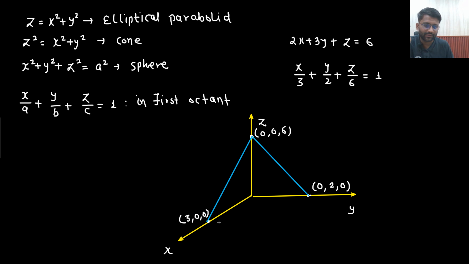Simply join these points. So this kind of structure you will be getting. So this is the plane that you will be getting. This is the equation of this plane.